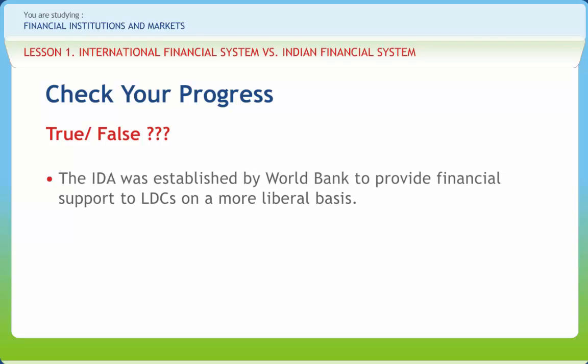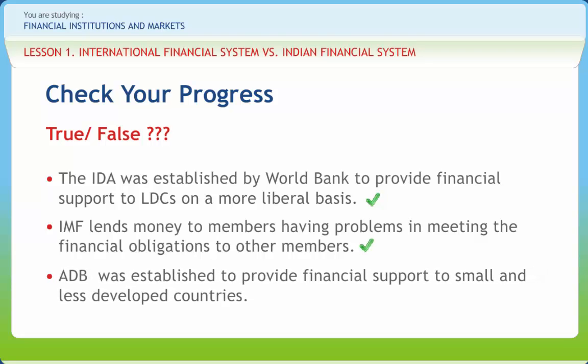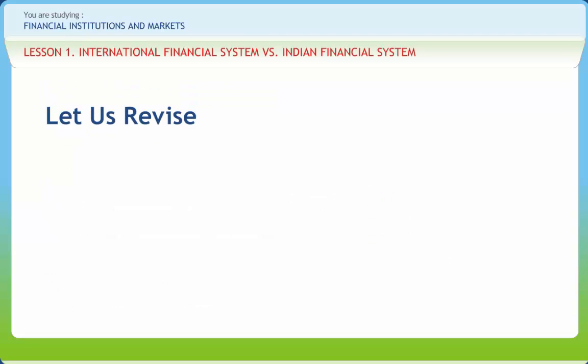The IDA was established by World Bank to provide financial support to LDCs on a more liberal basis. Right or wrong? Right. IMF lends money to members having problems in meeting the financial obligation to other members. Right or wrong? Right. ADB was established to provide financial support to small and less developed countries. Right or wrong? Wrong. Before we end, let us briefly revise what we have studied till now.